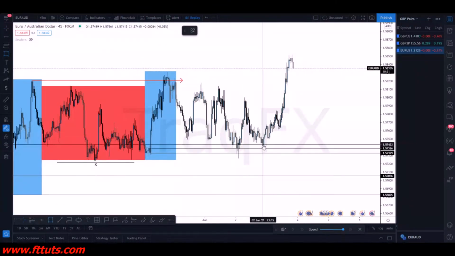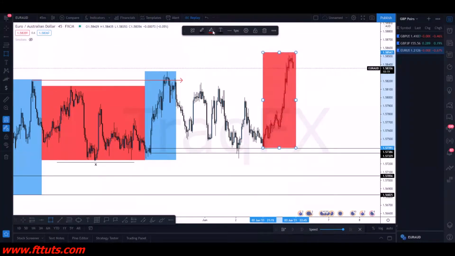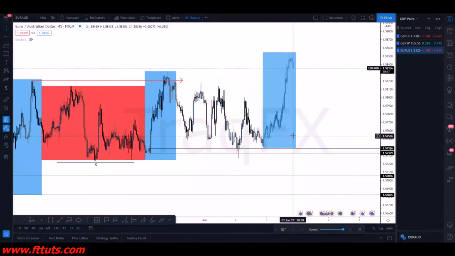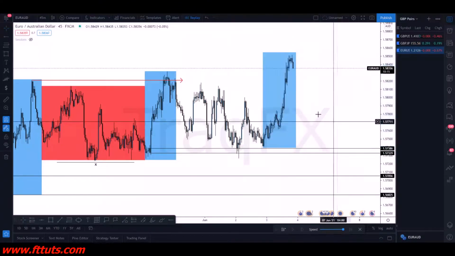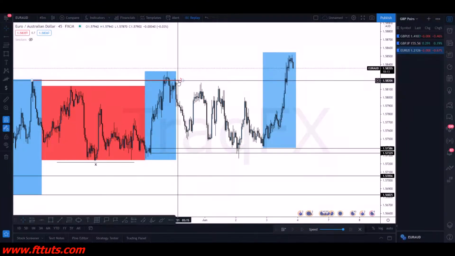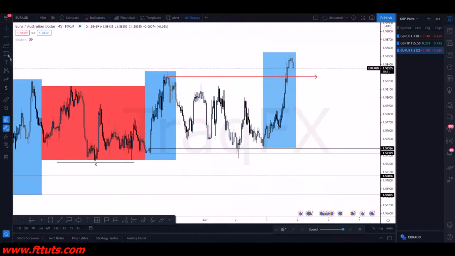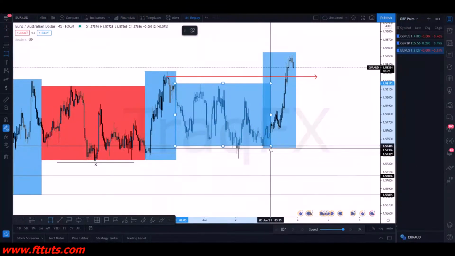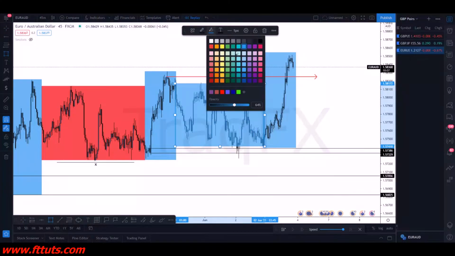So for example, this is the new expansion, right? I would highlight this as my new expansion because this is where price got us from point A to point B and broke structure right over here. And then technically I could say this is all my manipulation, right? So let's highlight that as red.